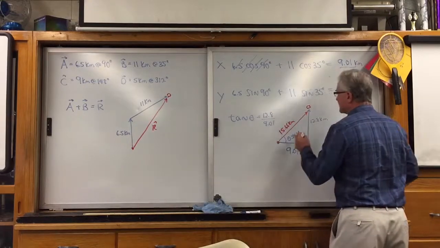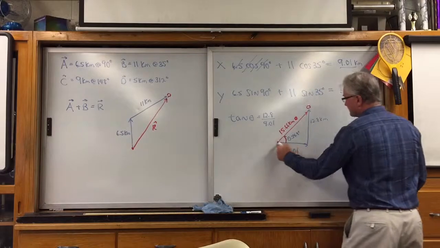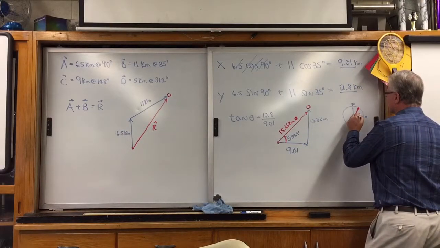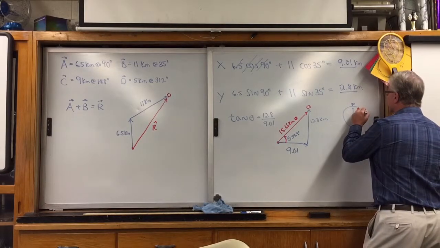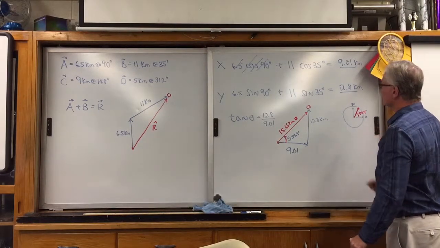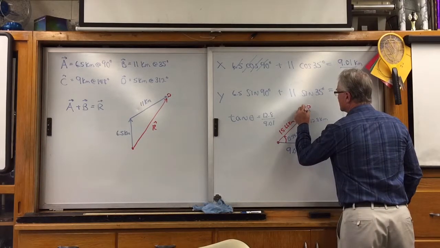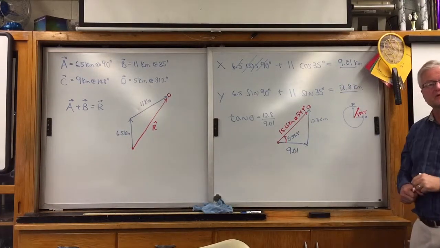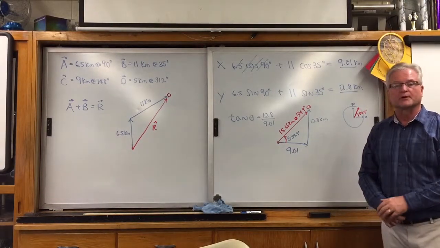So I look at my total answer. It's 54.9 from where? Well, this line coming straight across is the 0 line. What's 54.9 greater than what 0 is? And the answer is 54.9. And voila, my answer is 15.66 kilometers at an angle of 54.9.